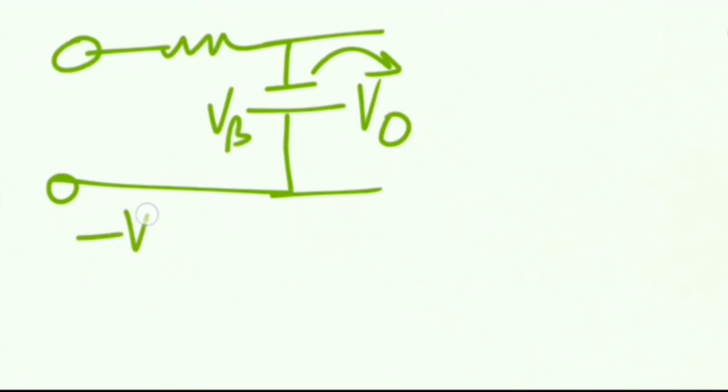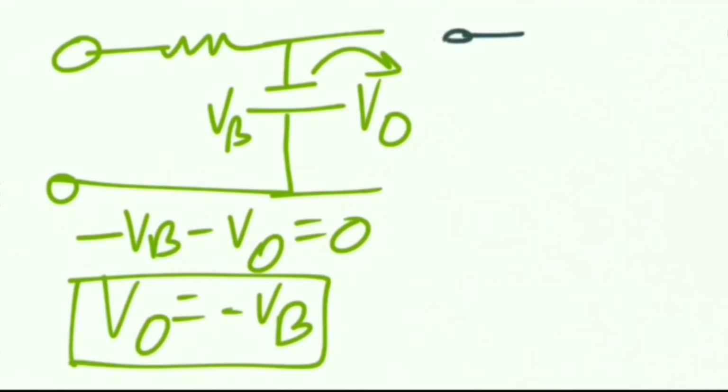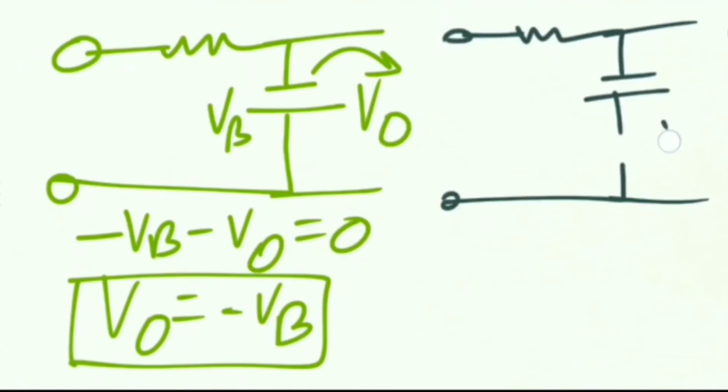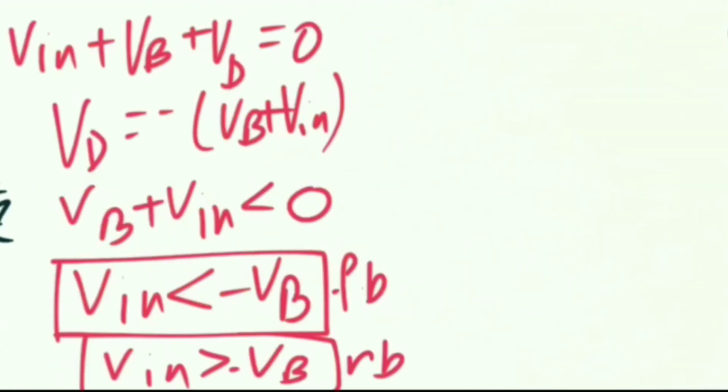Let us now see the equivalent circuits. Here the output voltage VO will follow Vb, and we will have minus Vb minus VO as 0, that is VO is minus Vb. And for reverse biasing, our equivalent circuit will be this, where the VO will follow the input signal Vin. This is for Vin greater than minus Vb, and this is for Vin less than or equal to minus Vb. Now let us draw the output graph.